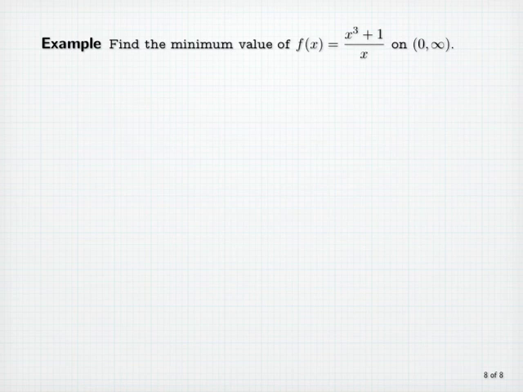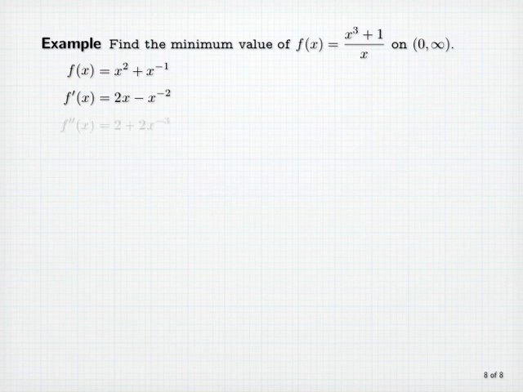Example: find the minimum value of f of x equals x cubed plus 1 over x on the interval from 0 to infinity. Let's first rewrite f of x as x squared plus x to the minus 1 power, so it will be simpler to take the derivative of f. F prime of x is now 2x minus x to the minus 2 power, and f double prime of x is 2 plus 2 times x to the minus 3 power. Now let's notice that f double prime of x is greater than 0 for all x in the interval from 0 to infinity. Therefore, if f has a critical number in that interval, its global minimum must occur there.